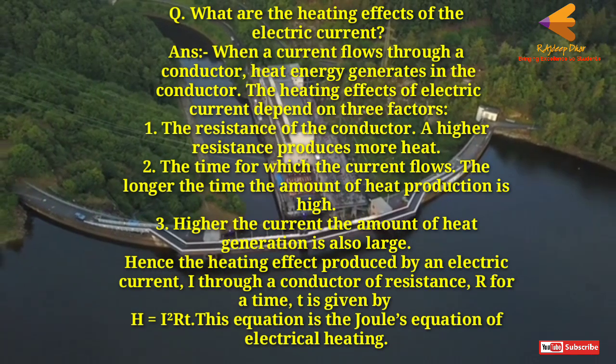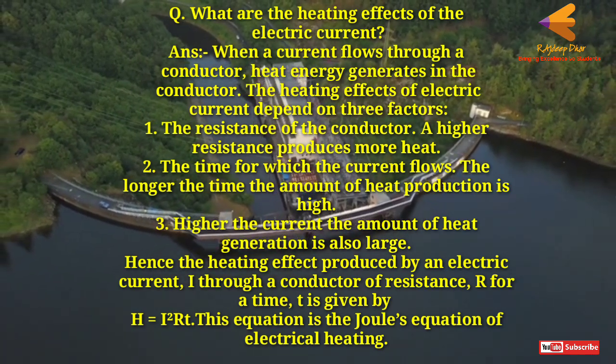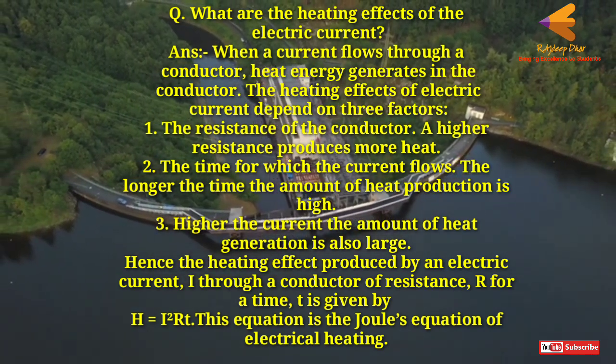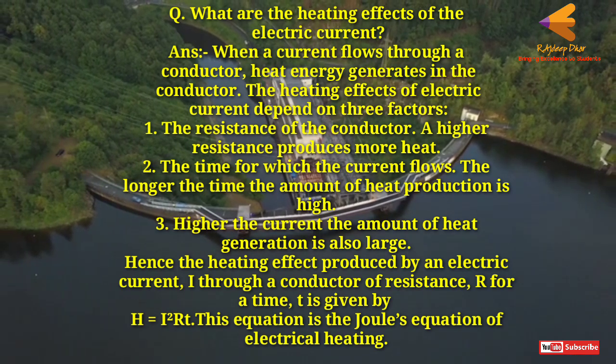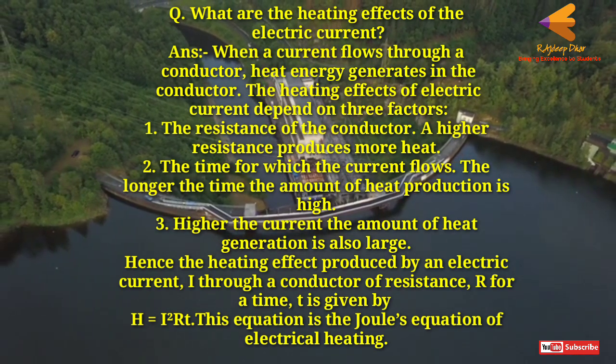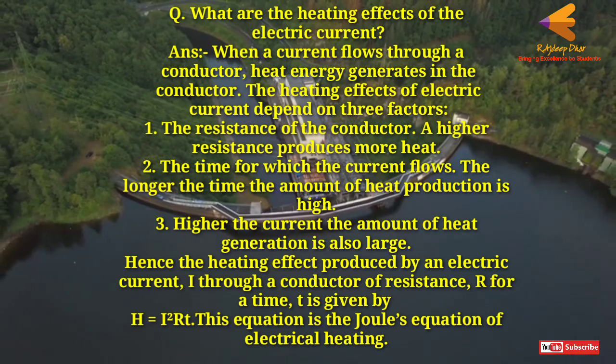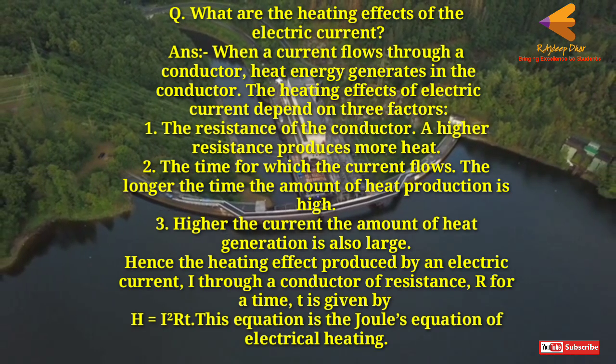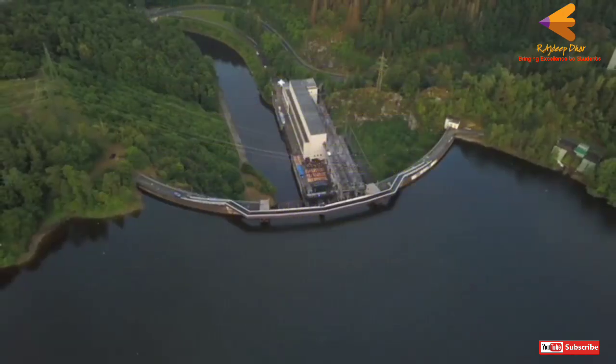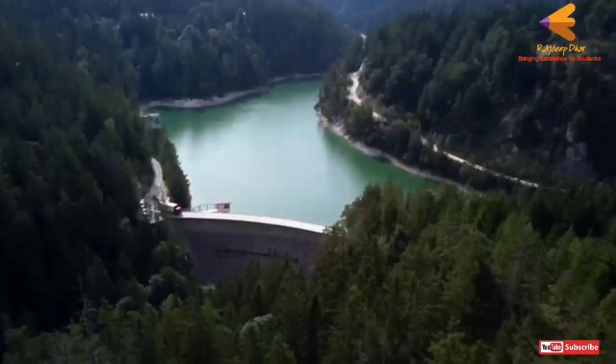Hence, the heating effect produced by an electric current I through a conductor of resistance R for a time t is given by H equals I square R t. This equation is Joule's equation of electrical heating.